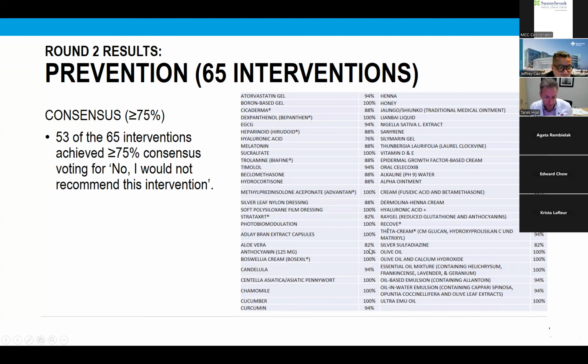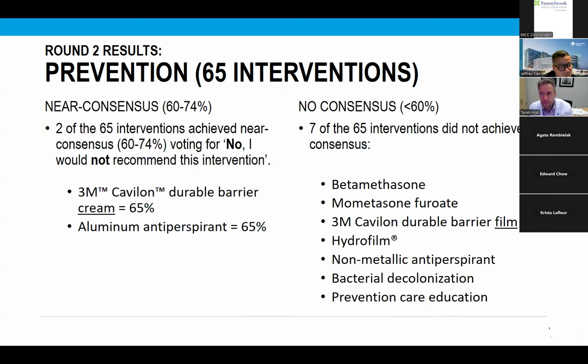We get a lot of questions from patients about aloe vera, calendula, so those also achieved near 100% consensus against the use or recommendation. Interestingly, photobiomodulation was recommended in the international guidelines, and yet we achieved 100% consensus that we would not recommend its intervention. I think the discussion was more that either unfamiliarity or variation in what photobiomodulation actually is. And then interestingly, 82% voted against the use of Strata XRT, which there's some emerging evidence about as well. And again, this is all expert opinion.